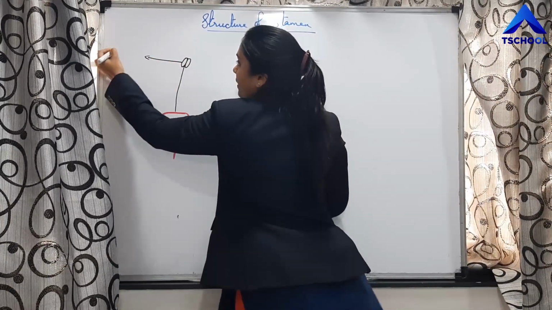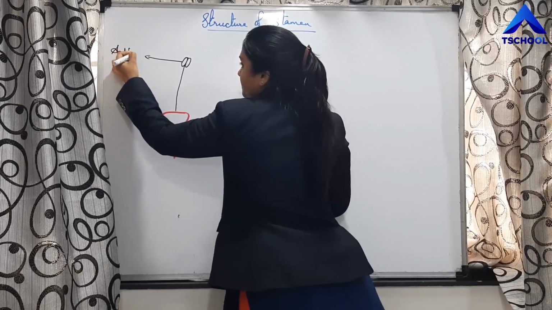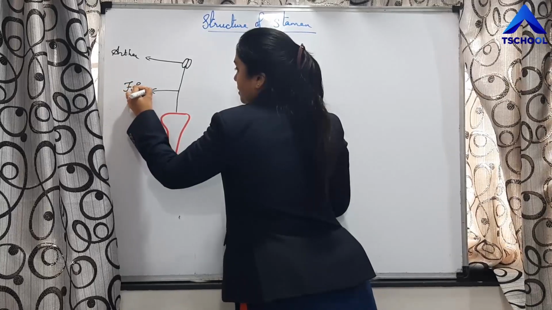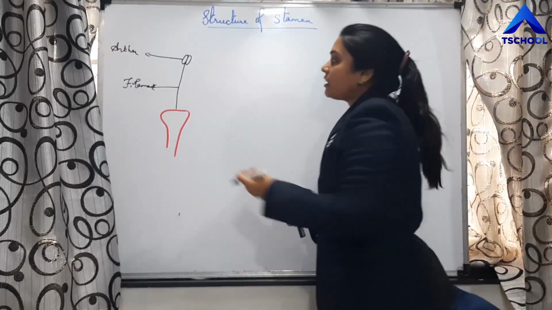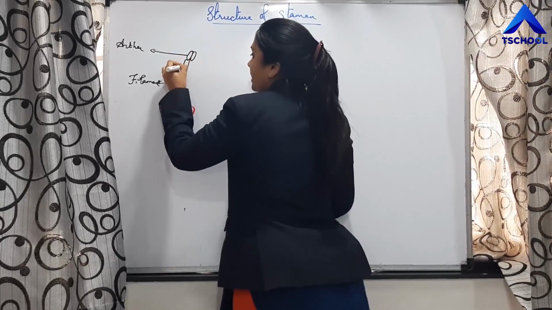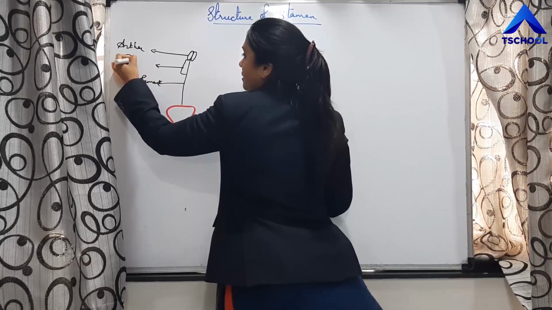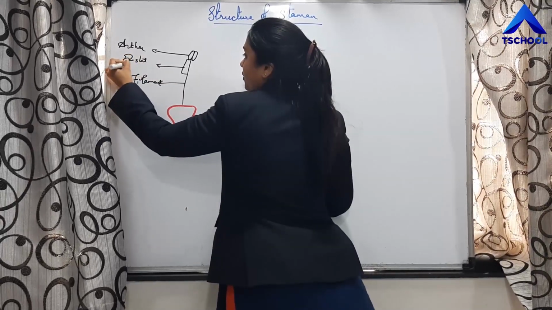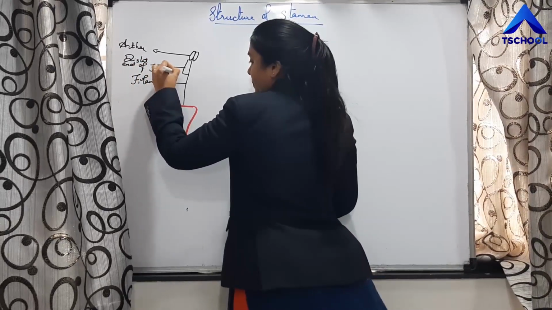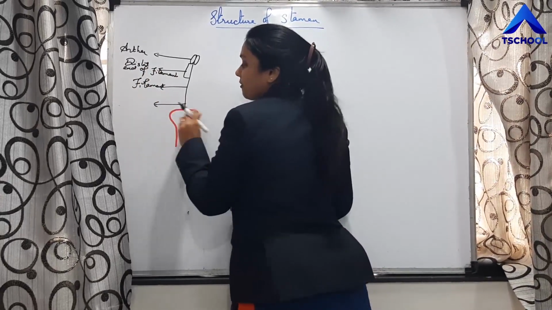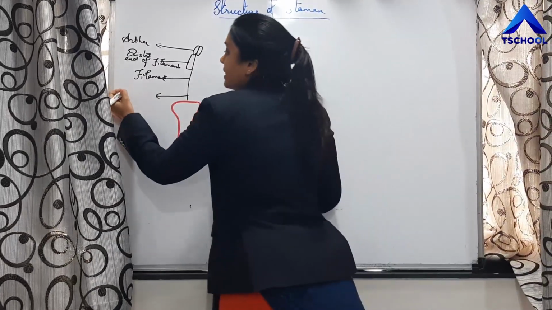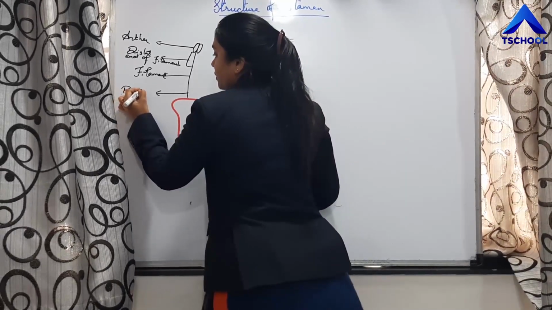It consists of the anther and this is the filament. The part of the filament which is attached with the anther is called the distal end of the filament, and the part of the filament which is attached to the thalamus or receptacle is called the proximal end of the filament.